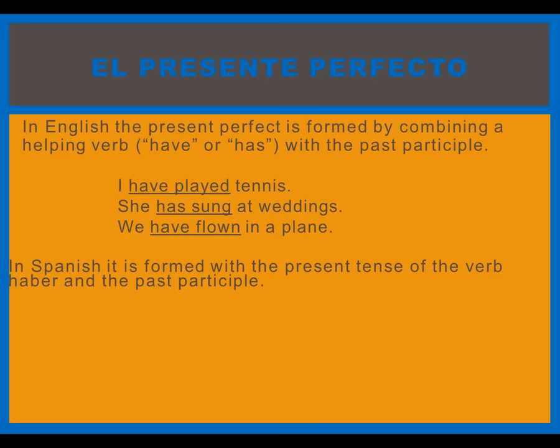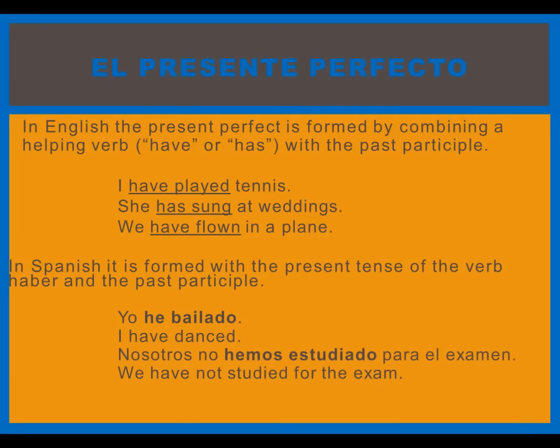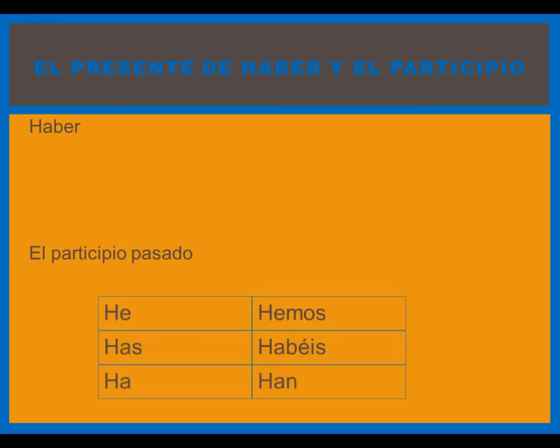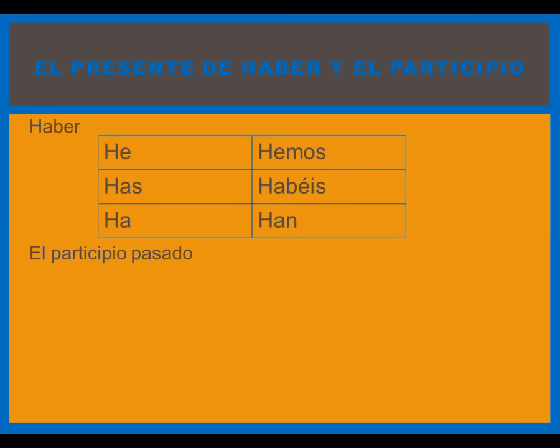The present perfect in Spanish is formed with the verb haber in the present tense and the past participle. Yo he bailado is I have danced, and nosotros no hemos estudiado para el examen. We have not studied for the exam. The first part is the present tense of haber. The present tense conjugations of the verb haber are he, has, ha, hemos, and han.